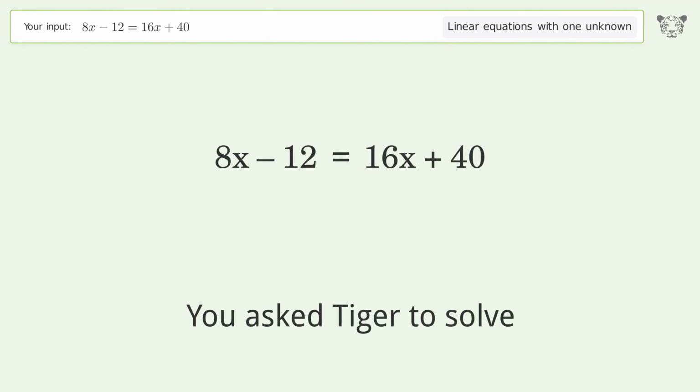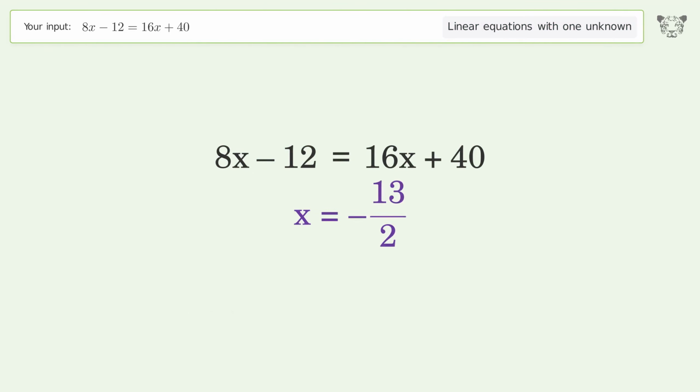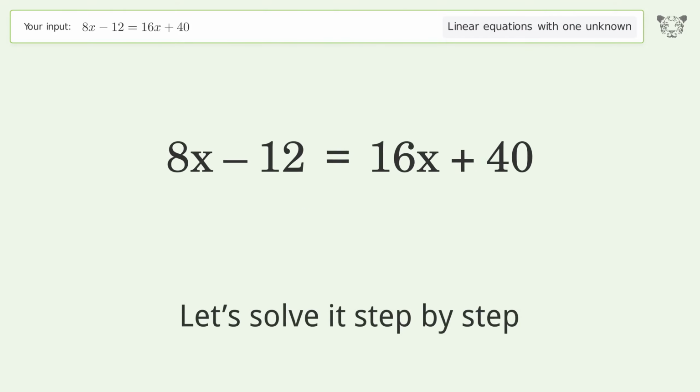You ask Tiger to solve this. This deals with linear equations with one unknown. The final result is x equals -13/2. Let's solve it step by step.